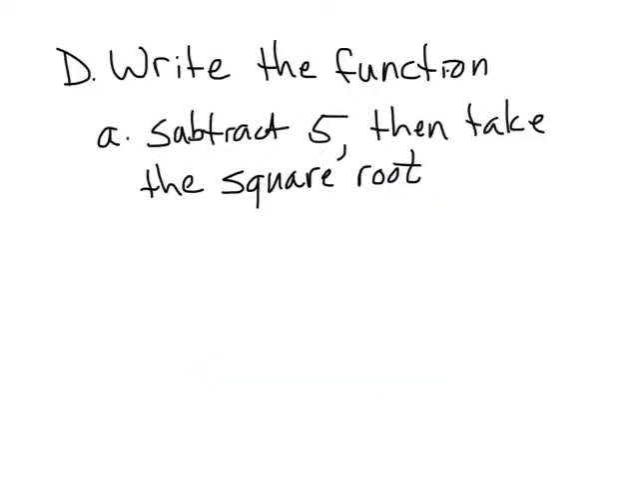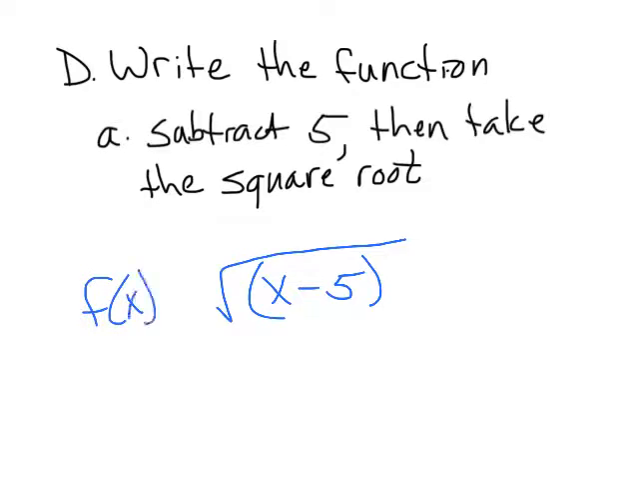We can write a function when given a set of rules. So if we take a look at this, my rule is I'm going to subtract 5, then take the square root. So we have to think about order of operations. If I start with my variable x and I'm subtracting 5 first, I need to put that in parentheses and then take the square root. So that is my function f of x. That represents subtracting 5 from the value and then taking the square root.